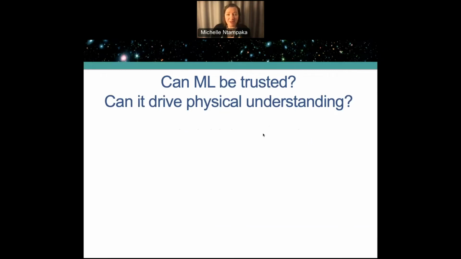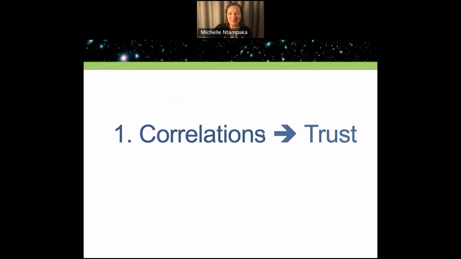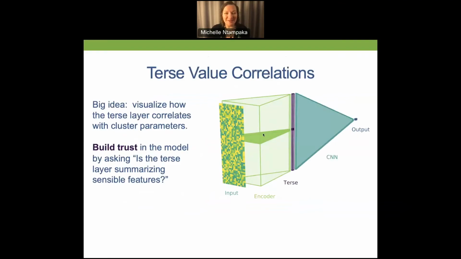Remember, we're exploring on really short terms the question, can machine learning be trusted? And on longer timescales, can it drive physical understanding? And I'm going to address both of these. The first, we're going to look at terse value correlations. We'll use that to assess whether the model will generalize. That can help us build trust in our machine learning models. The second thing I'll look at is saliency maps. That'll help us to identify what part of the cluster carries the most cosmological information, and that can lead to machine learning driven discoveries. Okay, let's look at the first one, correlations to trust.